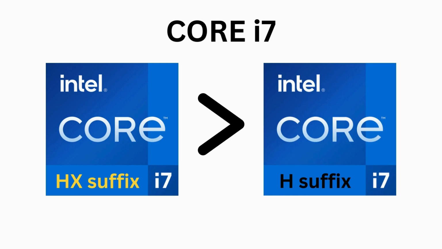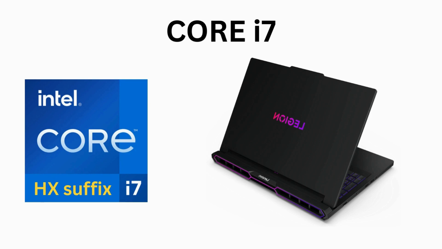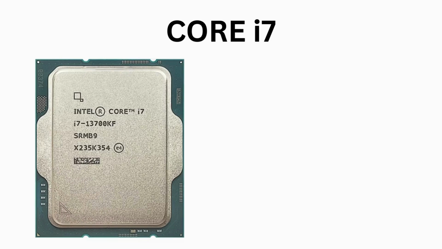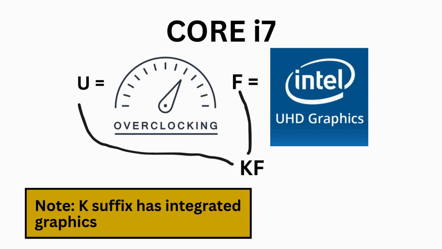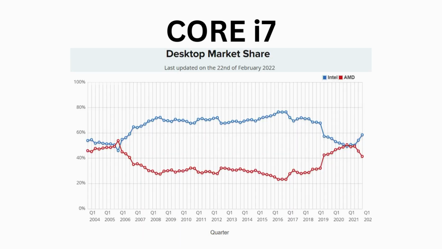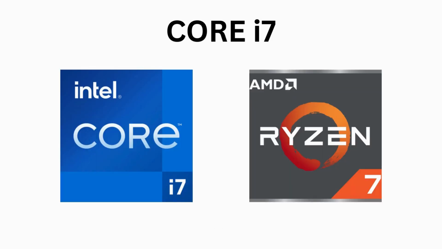In terms of suffixes, Core i7 processors in laptops usually come with the HX suffix. HX is similar to the HS or U suffixes, but it offers much higher performance. These processors are commonly found in thick, high-end gaming laptops, as they require larger cooling systems to manage the heat. For desktops, there is also a variant called KF. This means the processor supports overclocking, but does not include integrated graphics, which makes it cheaper than the standard K variant. However, it's worth noting that many people today prefer AMD over Intel in the high-end category, especially when comparing Core i7 and Ryzen 7.